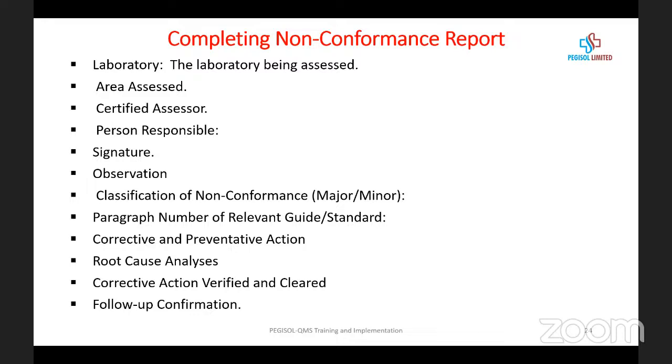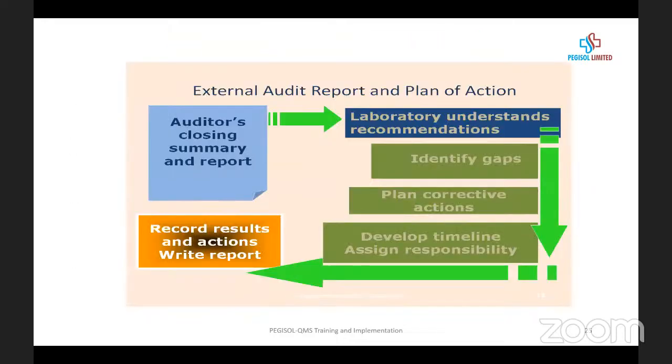Then you classify the non-conformance. Is it major or minor? Then you write the paragraph that is relevant to the standard. So which paragraph was violated? Oh, clause 4.1.2 was violated. That's to be written down. Then the root cause analysis, corrective actions, and follow-up confirmation have to be done. Please look at this slide effectively.